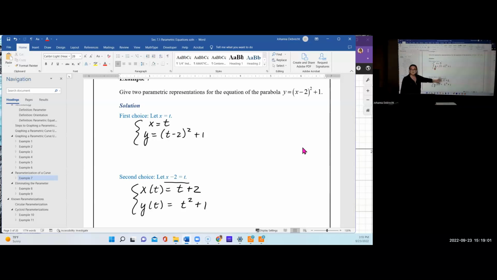But if you put both of these into Desmos, you're going to get exactly the same curve. It produces, again, an upward opening parabola with a vertex at (2, 1). So both of these produce the same curve. Different parametric representations, producing the same curve with the same orientation.